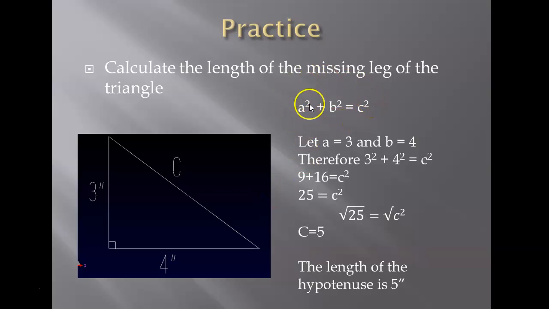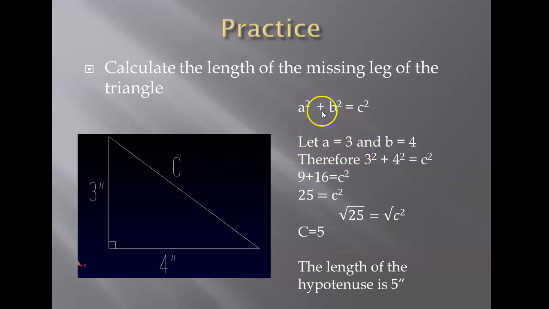Here's that theorem that we talked about: a squared plus b squared equals c squared. It doesn't really matter which one of these is a and which one is b, except that in the Pythagorean theorem, the long leg, or the hypotenuse, will always be c. So I'm just going to say let a be 3 and b equal 4, then substitute them into the equation and solve for c, because I want to know what the value of c is.